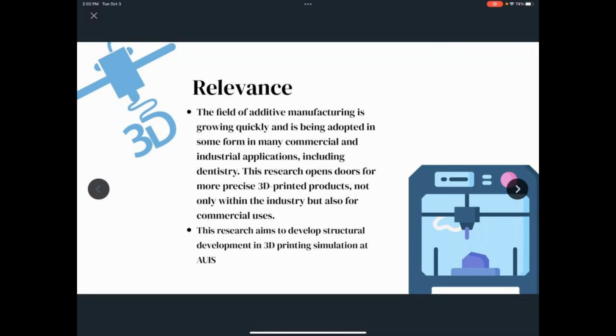This research also aims to develop a structural development in 3D printing simulation at AUIS. Since AUIS, the American University in Iraq Sulaimani, doesn't have a lot of experience with simulation, this research aims to open doors and classes for simulation, such as digital image correlation, as well as Geomagic, which we used during our research.